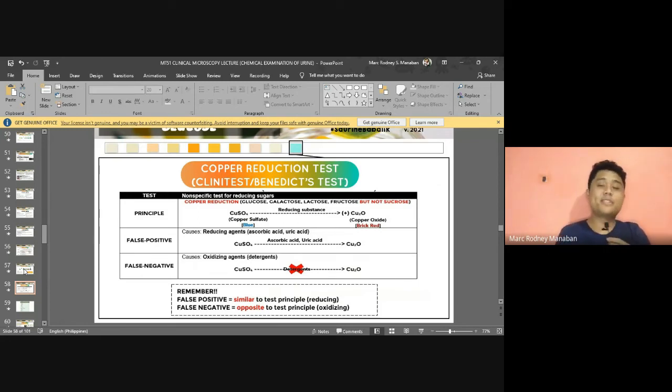Remember, kung false positive, similar to the test principle. Remember that the principle is reduction. So therefore, ang mga false positive agents, mga reducing agents.